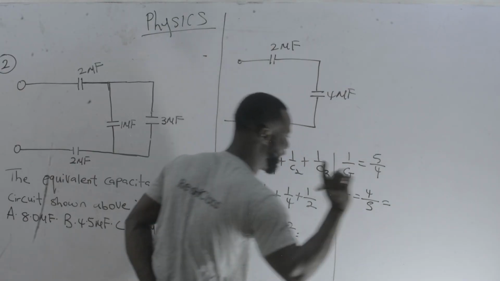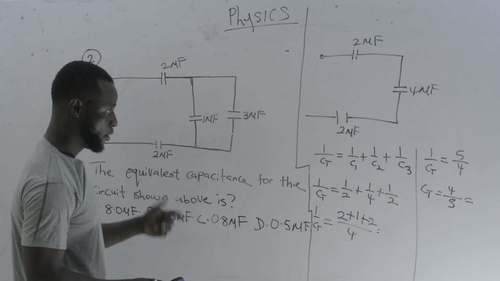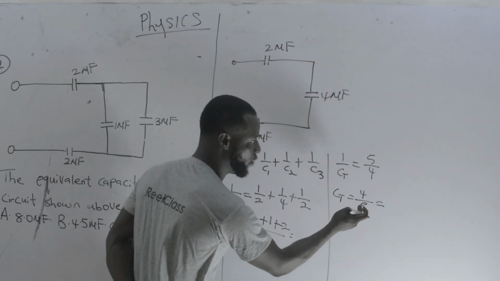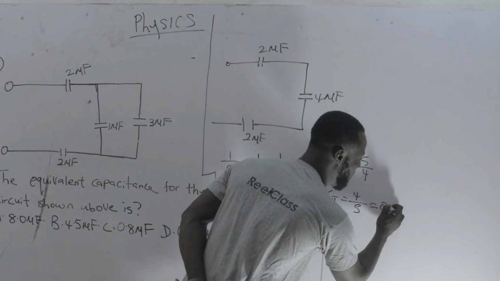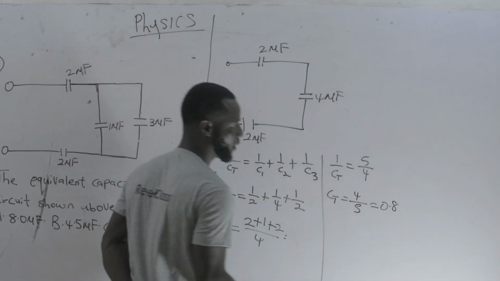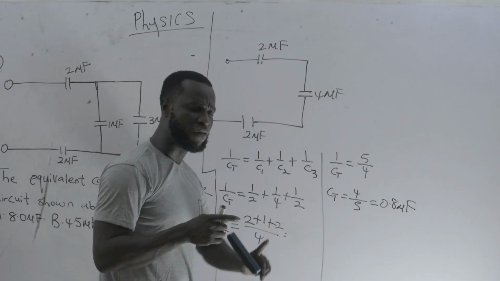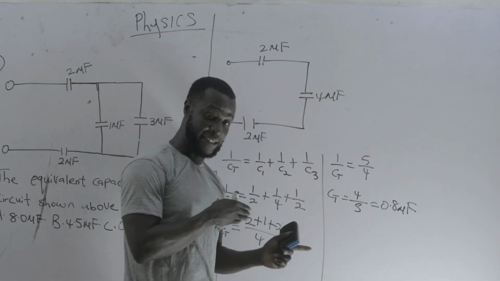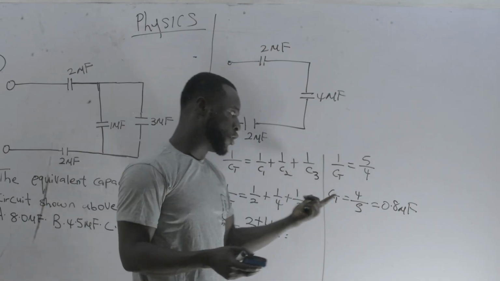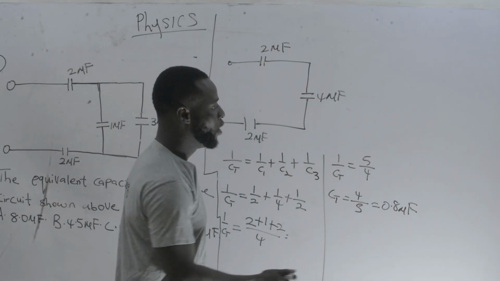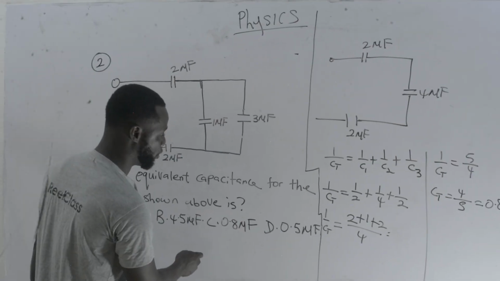Now, check the options. The options are left in decimals, so I don't have to leave it in fraction. So 4 divided by 5 will give me 0.8 microfarad. Although the SI unit of capacitance is farad, not microfarad, I'm not going to bother myself to convert because the options were left in microfarad. So this is my final answer. And that would be option what? Option C.